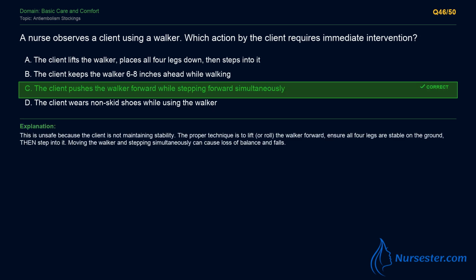The correct answer is C. This is unsafe because the client is not maintaining stability. The proper technique is to lift or roll the walker forward, ensure all 4 legs are stable on the ground, then step into it. Moving the walker and stepping simultaneously can cause loss of balance and falls.